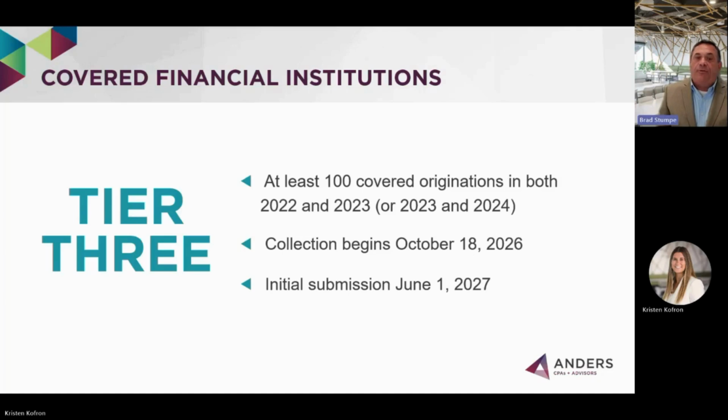And those 4 options are: first, full year originations for 22 and 23; second, full year originations for 23 and 24; third, annualized originations for fourth quarter 2023; and finally, annualized originations for fourth quarter 2024. Whichever of those 4 methods puts you in the lowest tier is the one you'll want to use. Unless you're just chomping at the bit to get into 1071, which I don't think anyone is.